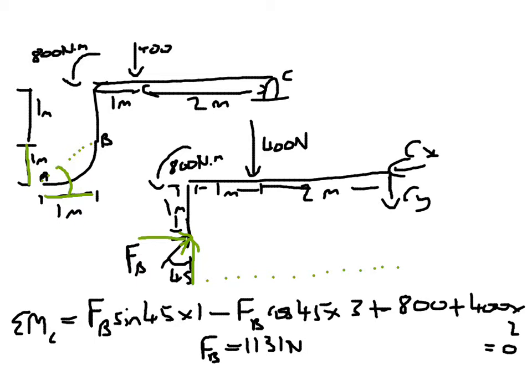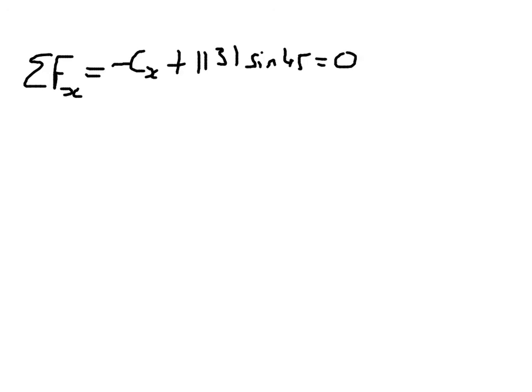We then go on and we can find the support reactions at C using some of the forces in the X and the Y direction. So our sum of our forces in the X direction, based on the assumptions we've made, are going to be minus CX plus 1131 sine 45 equals 0. So CX equals 1131 sine 45, which is 800 newtons.